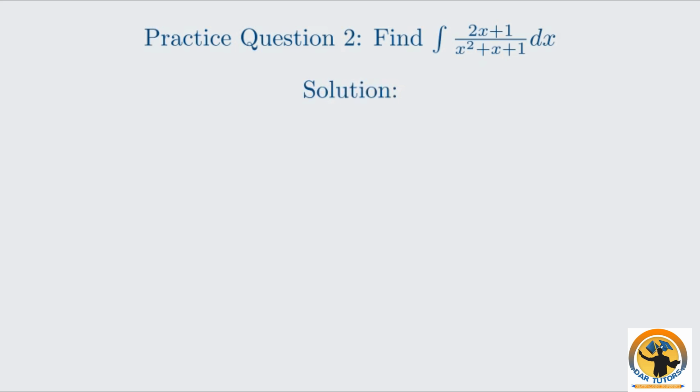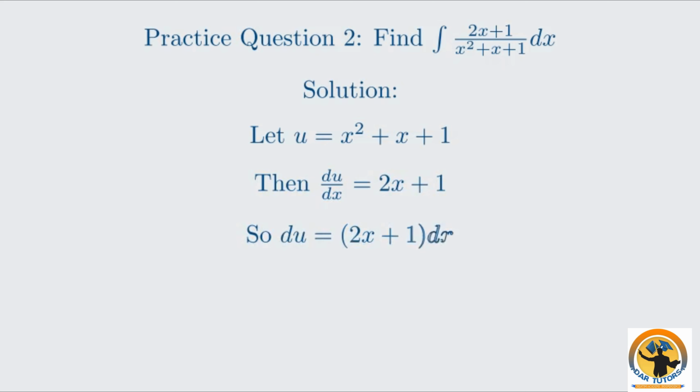Let's confirm this with a formal substitution. Let u equal the denominator, x squared plus x plus 1. Then du/dx is 2x plus 1, so du equals (2x plus 1) dx. Substituting these into the integral, the numerator and dx combine to form du, and the denominator becomes u. We are left with the integral of 1 over u du. The integral of 1 over u is the natural log of the absolute value of u plus c.